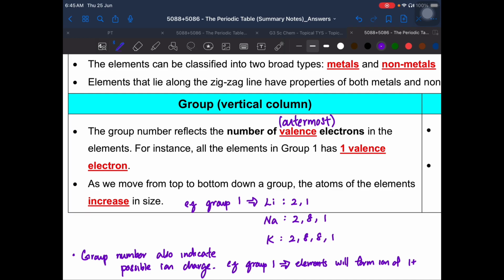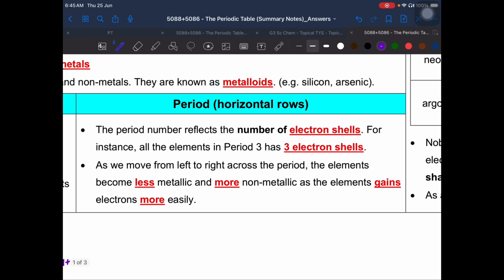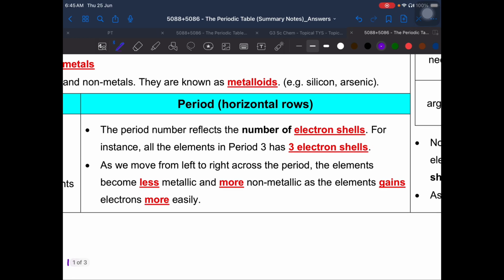Right, so period is the horizontal rows, from left to right that you see. So what does a period number represent? That means when you say period 1, period 2, period 3, what does it mean? Period number actually represents the number of electron shells. So this is how many circles you draw out. If you're in period 1, you have 1 electron shell. If you're in period 3, you have 3 electron shells.